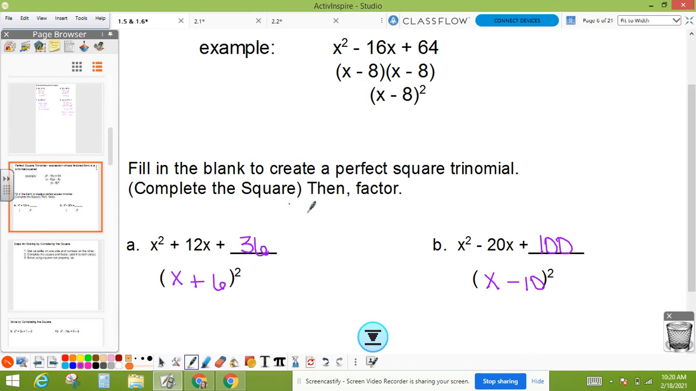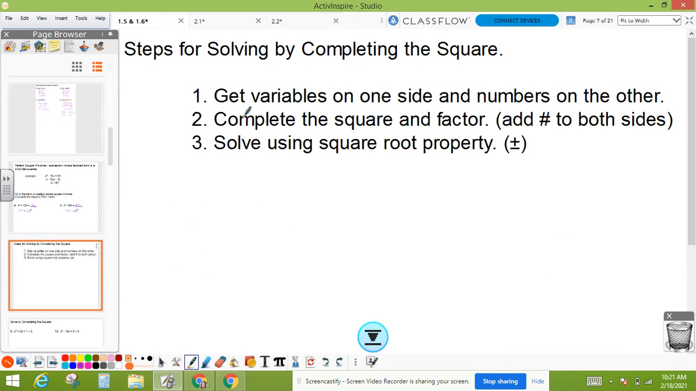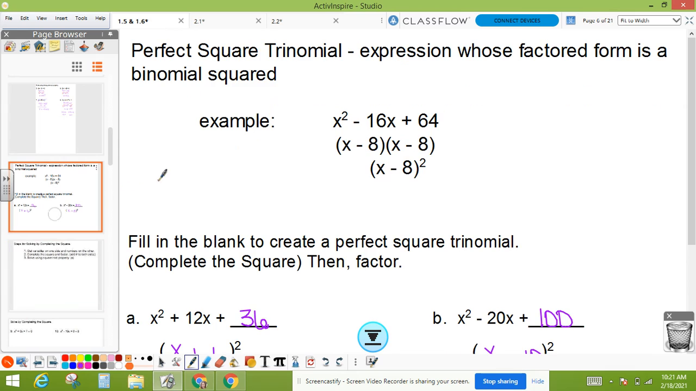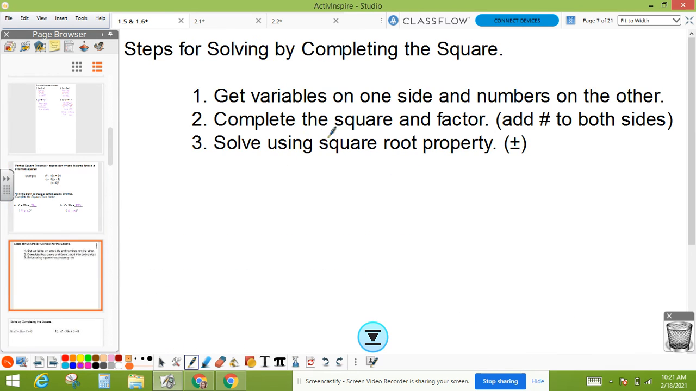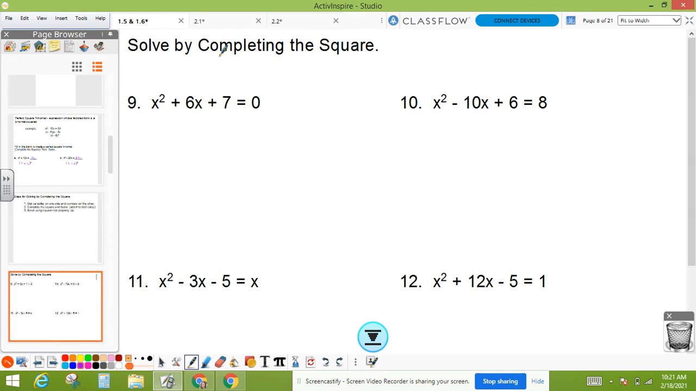All right, so that's completing the square. Now we're going to use that to solve. What we're going to have to do is get the variables on one side and the numbers on the other so that we have something that looks like this, so that we can do this complete the square piece. So we complete the square and factor, which is what we just did on those last two examples. And then we're going to solve using the square root property. Don't forget plus or minus has to happen. Okay, so here we go.